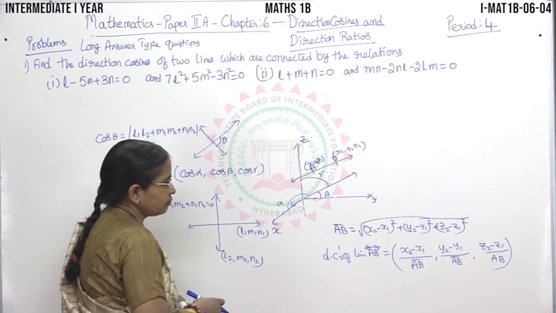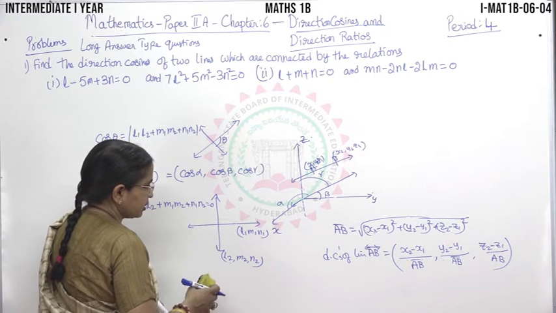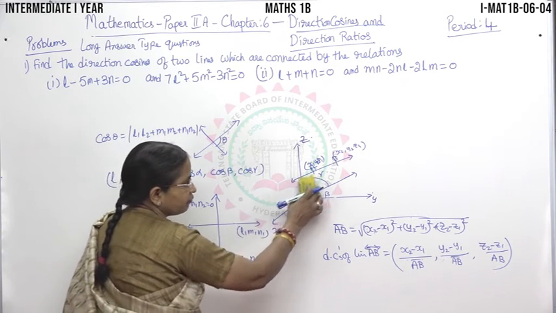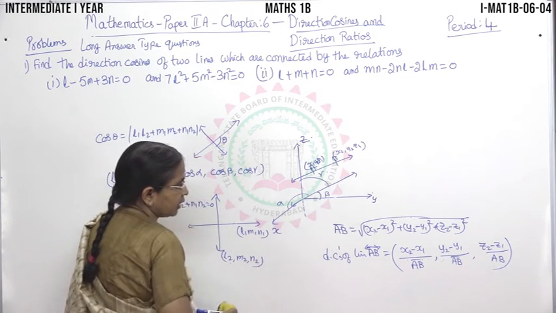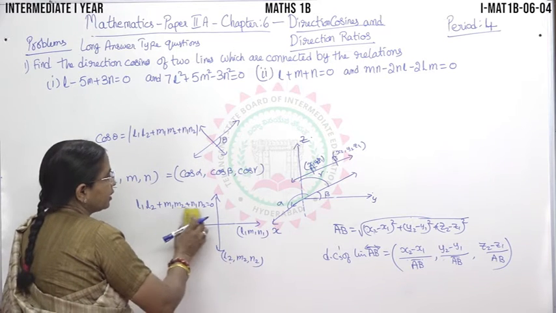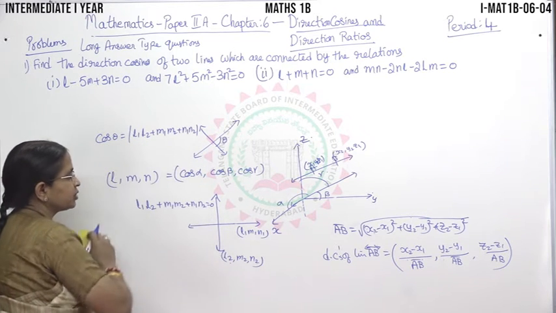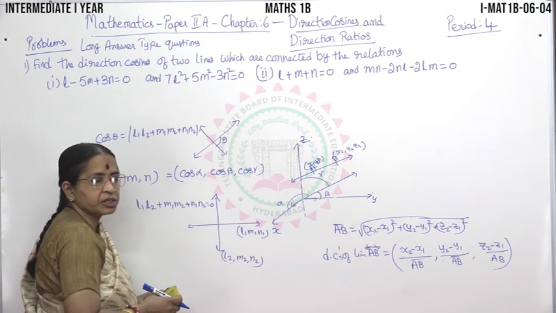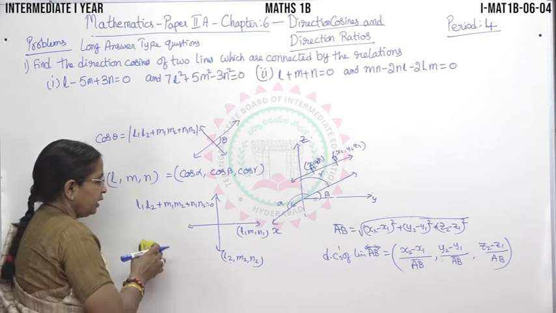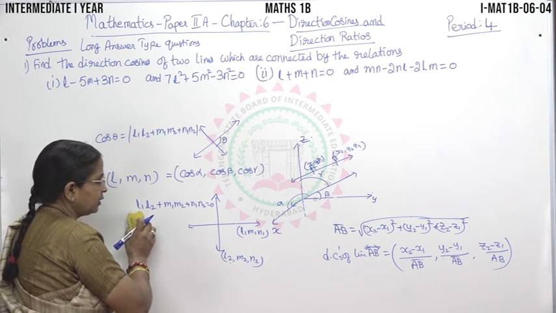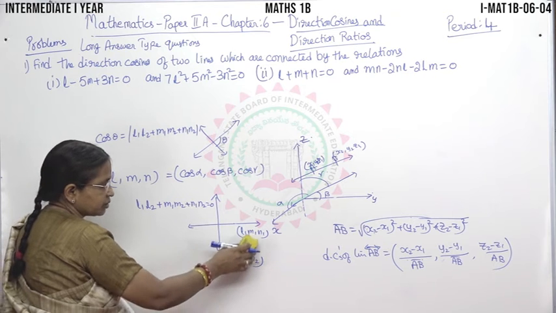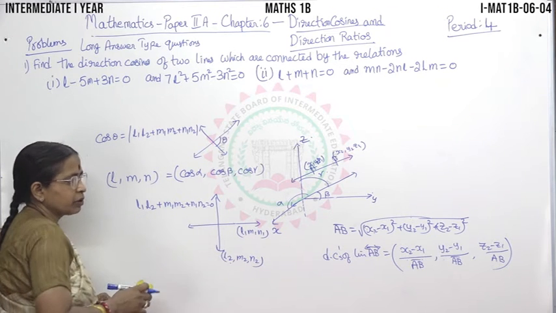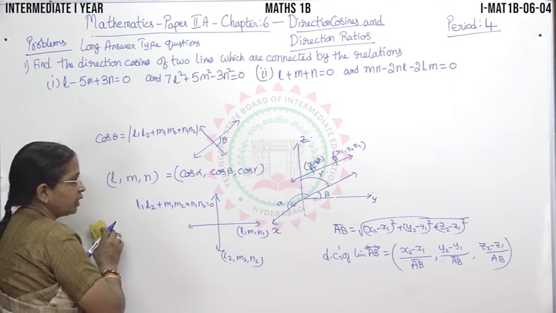And then what else have we learned in direction cosines? If two points are known, then these are the direction cosines. The angle between them is given by this formula. If the lines are parallel, then their direction cosines are equal. If the lines are perpendicular, then they satisfy this property. So this is about direction cosines.